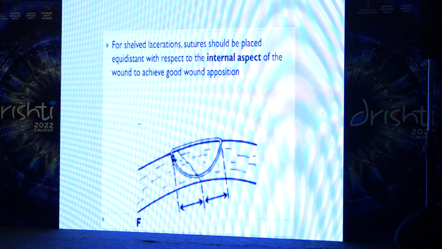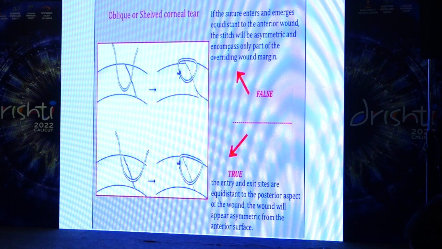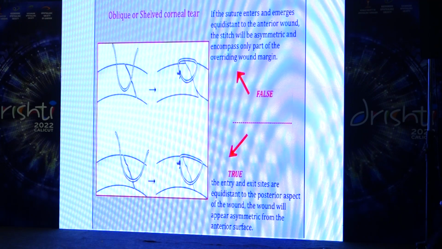Whenever there is a shelved laceration, you should oppose the internal aspect. So the suture should be placed in the internal aspect and not in the external aspect of the wound. This should be kept in mind in all shelved incisions. You can see in the second picture the ideal suturing in a shelved incision. You should try to oppose the posterior part of the wound.